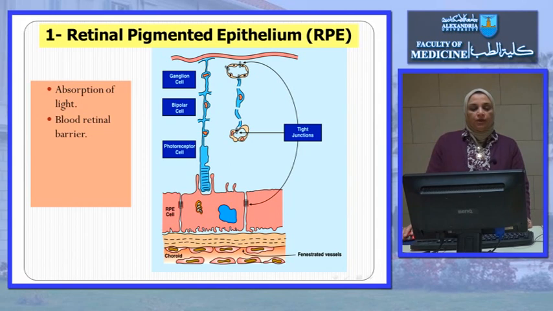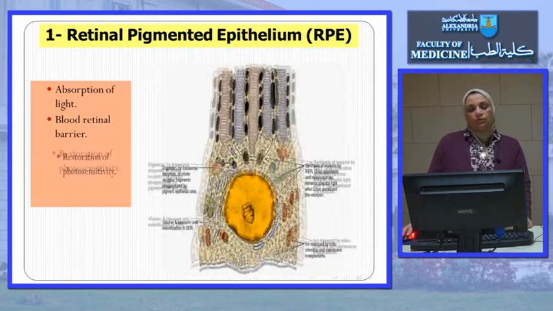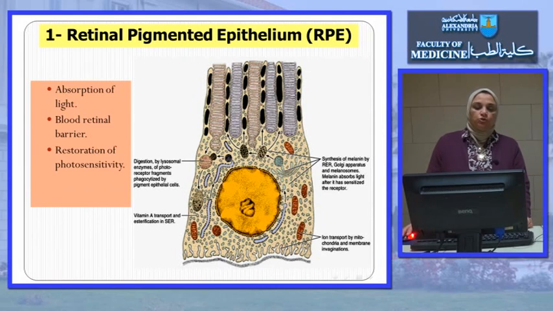Number 3, we have restoration of the photosensitivity. You know that we have visual pigments present in the rods and cones, and to restore their photosensitivity, vitamin A is required.